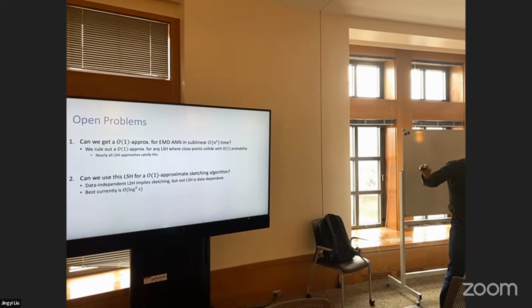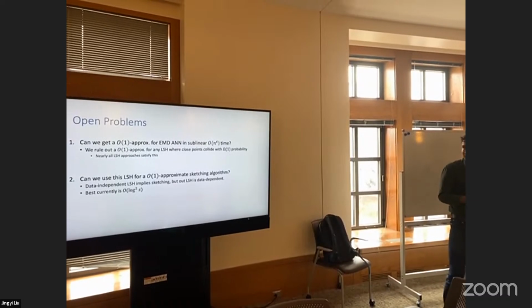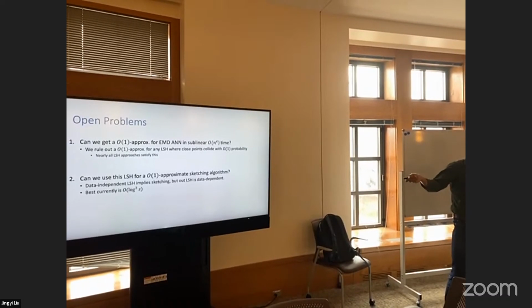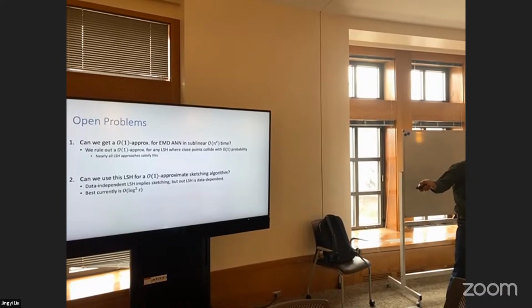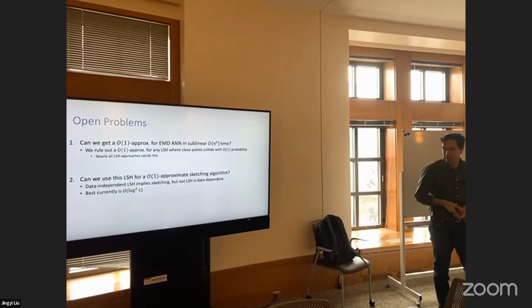If you had a data-independent LSH, this would give you sketching, because Alice and Bob could take the LSH, hash their inputs, and share the ID of the hash bucket. If they match, they know it's close. If not, it's not. So this is one point where data-dependent LSH is not as strong as data-independent, because for Alice and Bob to construct the data-dependent LSH, they would have to know each other's input. And of course, that's the whole problem.